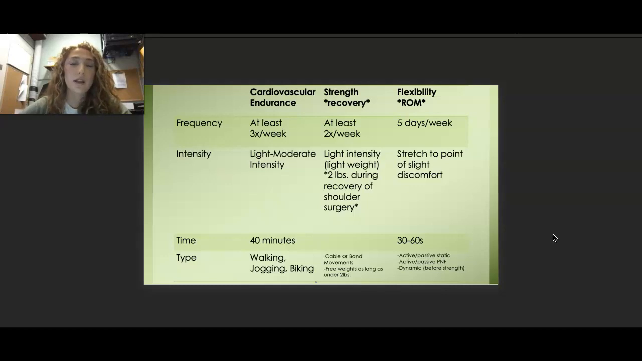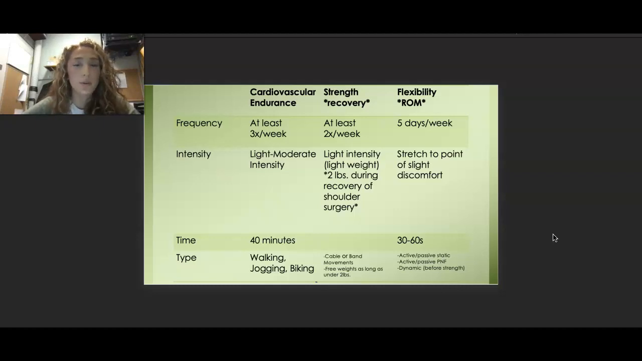And then the strength and the flexibility is something that we were really focused on as far as recovery and range of motion. So the frequency for the strength is we want to do at least 2 days a week. And to begin after recovery, we want to have light intensity, meaning lightweight. So nothing over 2 pounds during recovery, because that can aggravate the incision point. It can aggravate the muscles around the tear, especially directly post-surgery.